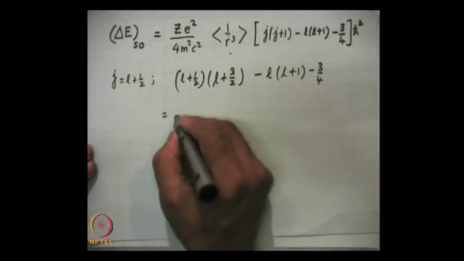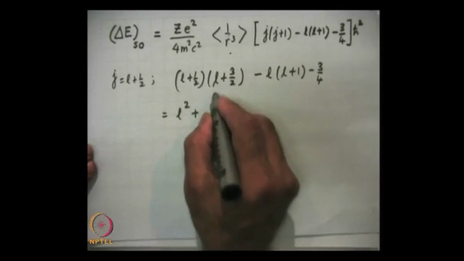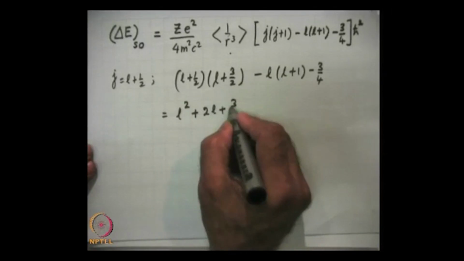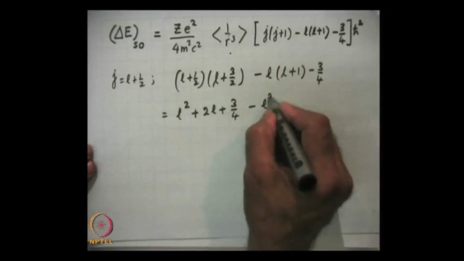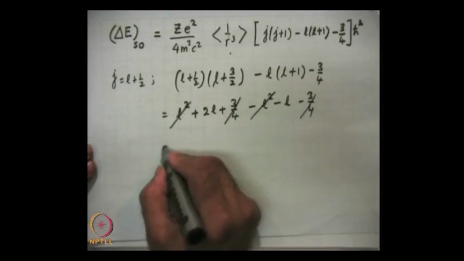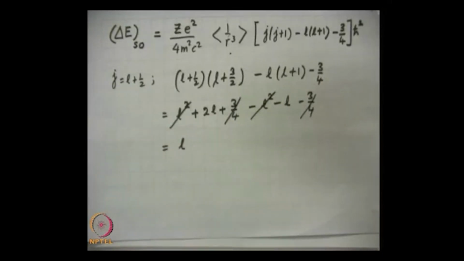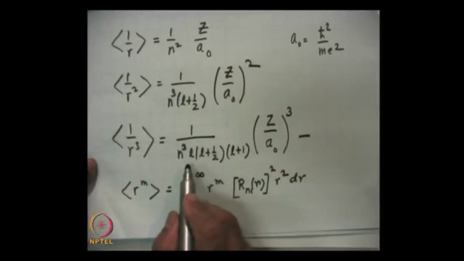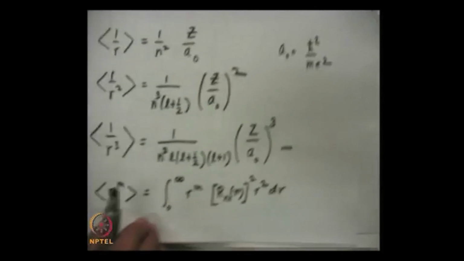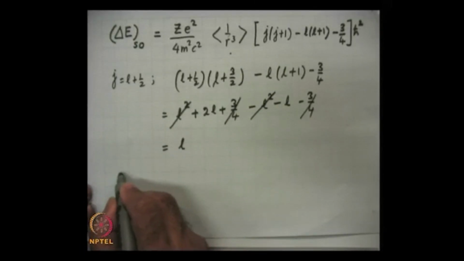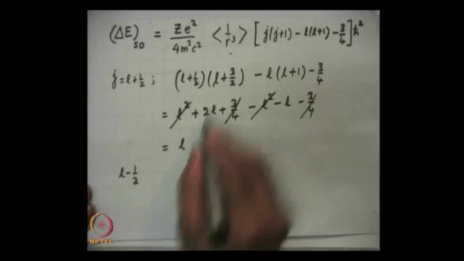So, this is equal to L square plus half plus 3 by 2 is 2 L plus 3 by 4, minus L square minus L minus 3 by 4. So, L square cancels out, this cancels out. So, this becomes just L. So, one of these L gets out, and so we will get an expression for delta A.